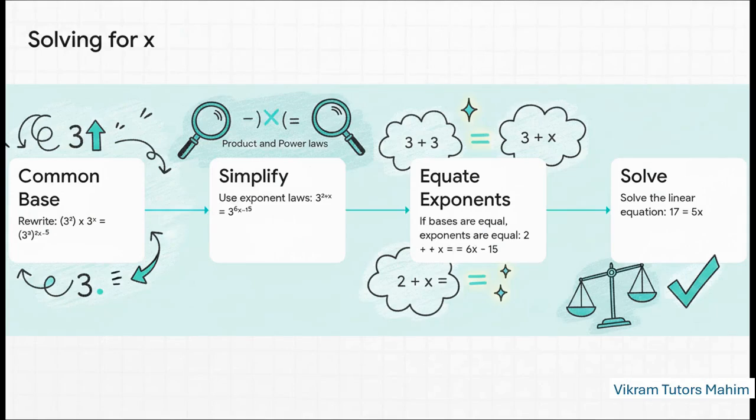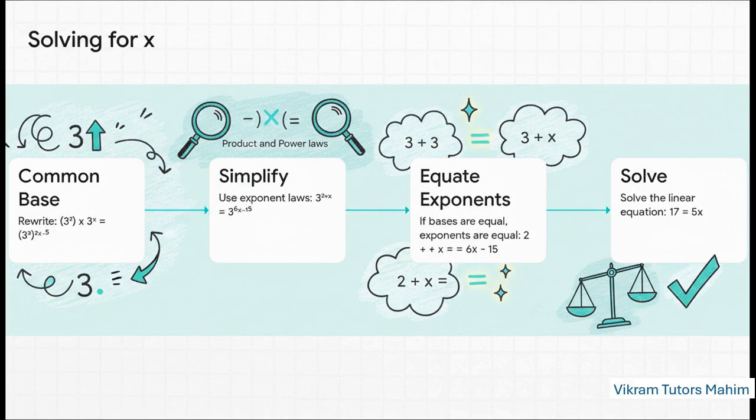So here's how it plays out. First, we rewrite everything using that common base of 3. Then, we just use our exponent laws to simplify each side. We get 3 to the power of 2 plus x on the left and 3 to the power of 6x minus 15 on the right.